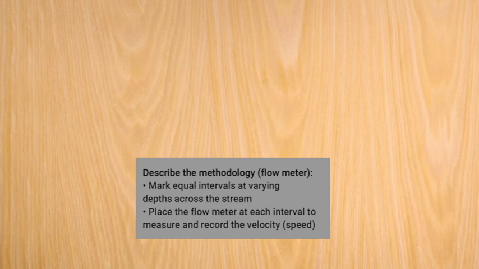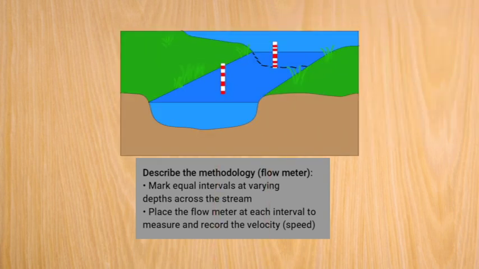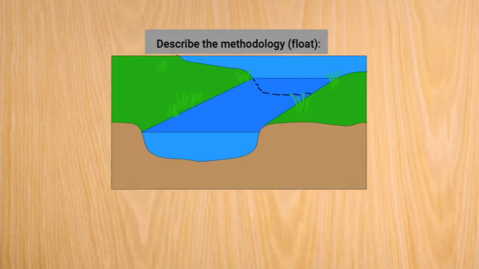We will start with when using a flow meter. Mark equal intervals at varying depth across the stream. Place the flow meter at each interval to measure and record the velocity. Repeat several times for accuracy and record. We'll look at how to measure velocity using a float.